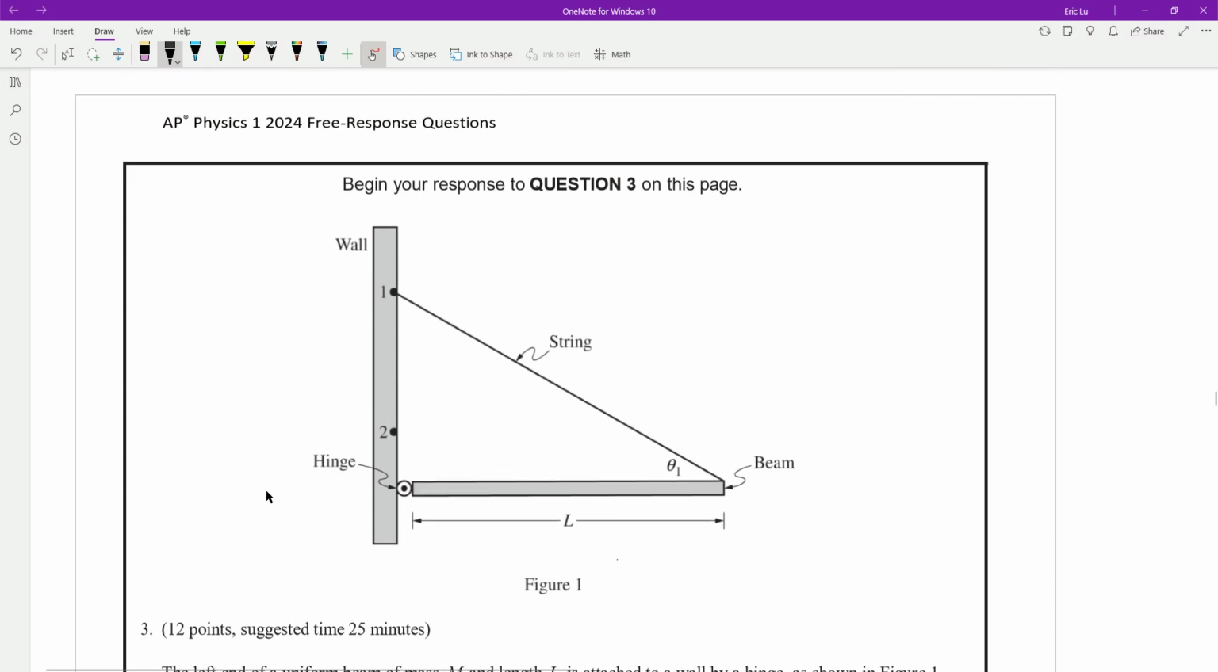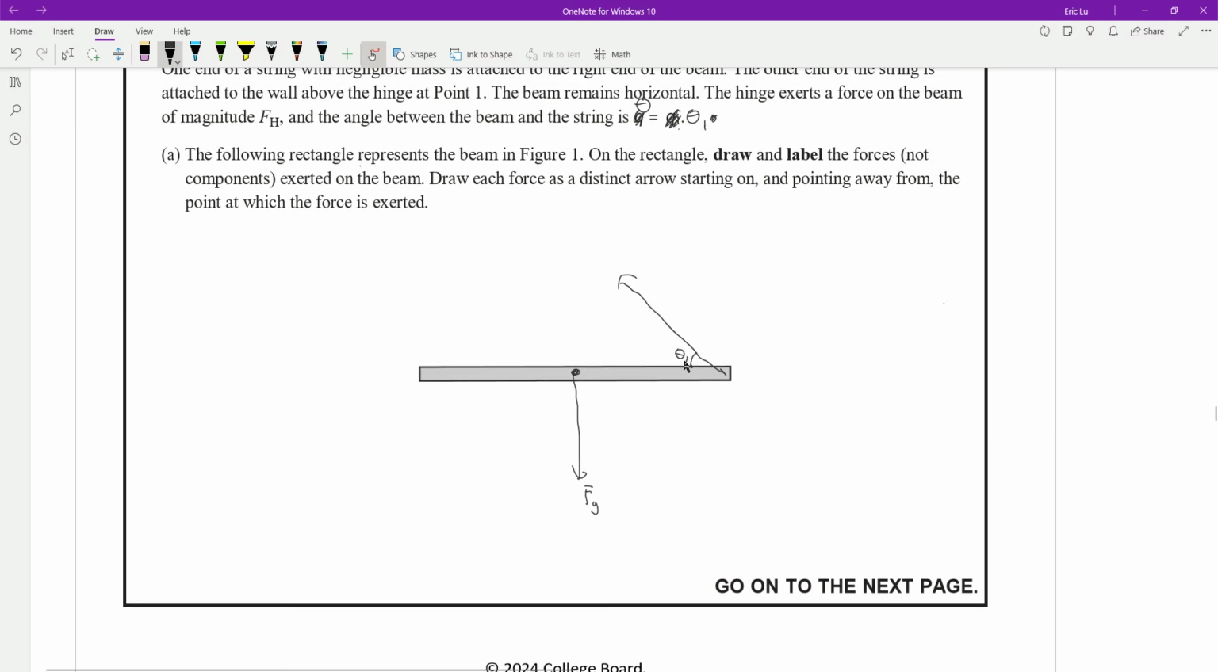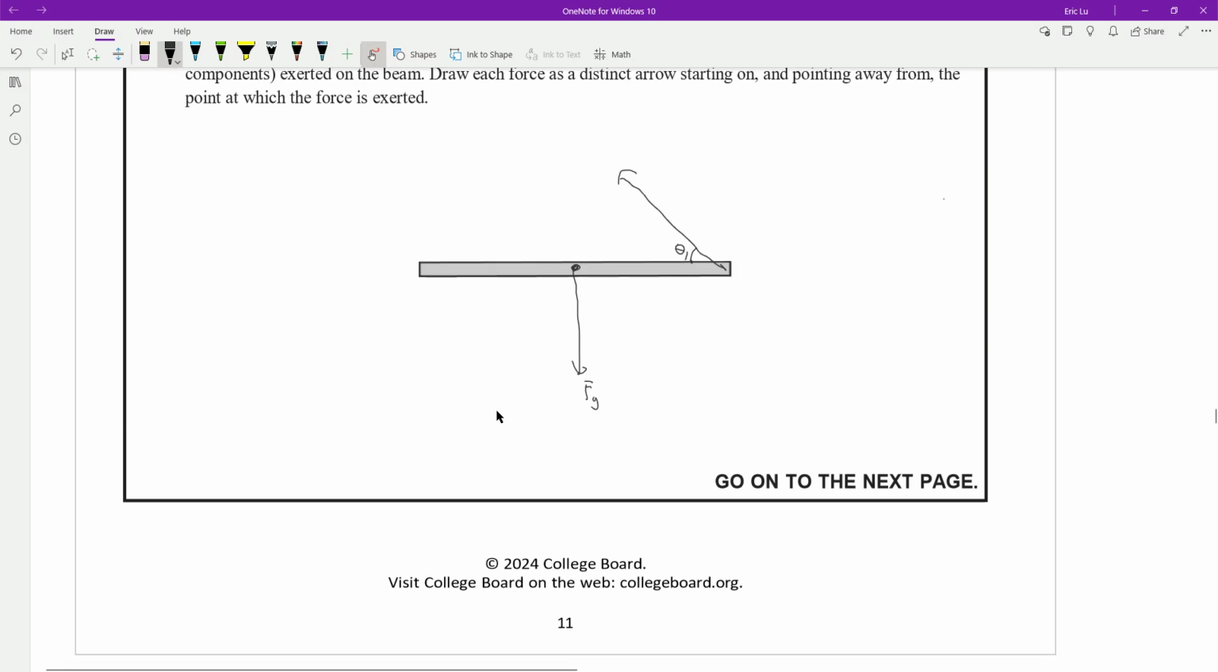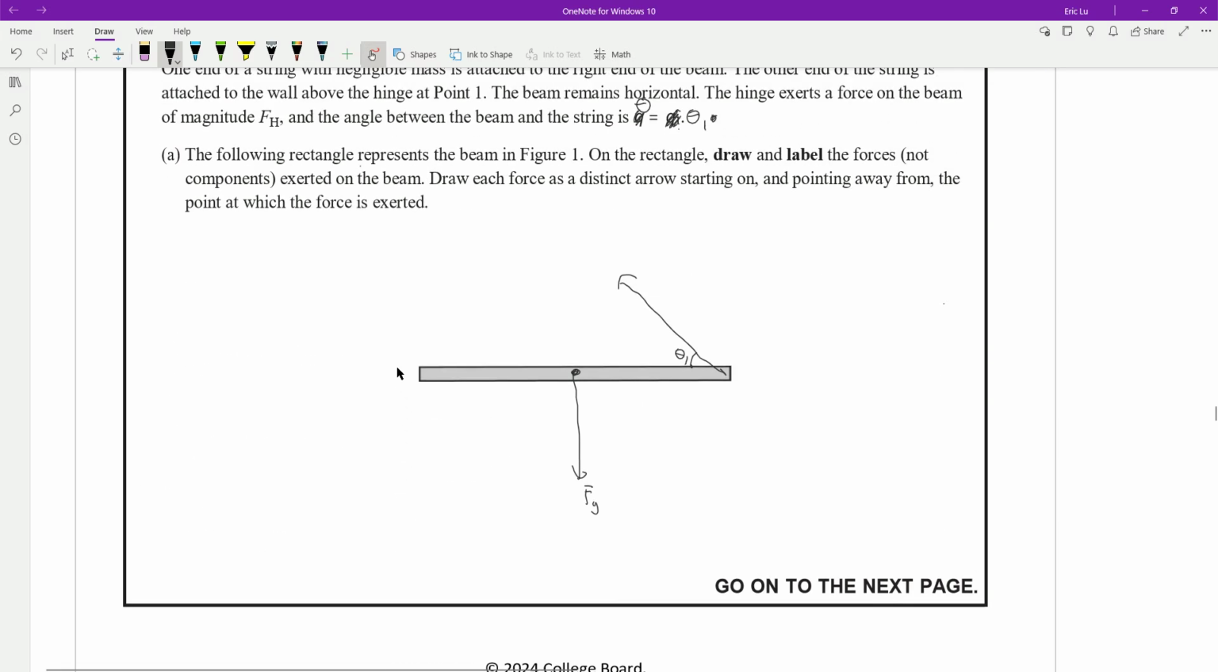And this can't be all, because if this is all, then the beam would just rotate counterclockwise. So there must be another force counteracting the tension force and the gravity force, and that would be the wall force, the force the wall exerts on the beam, and we could call that the reaction force, so Fr, and this would be called Ft.